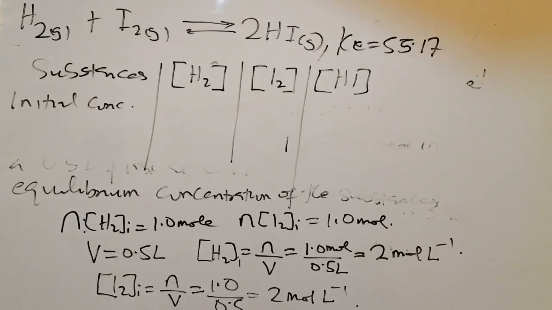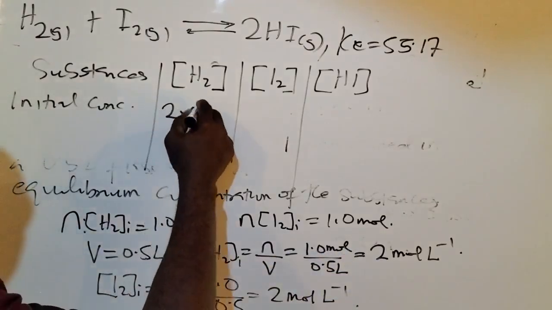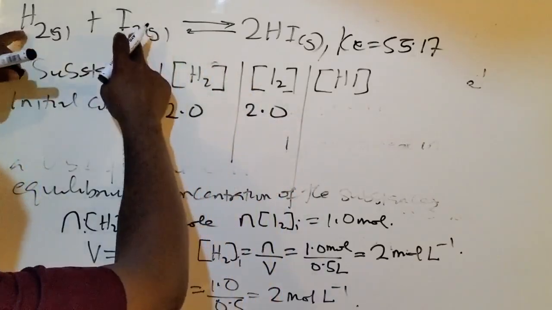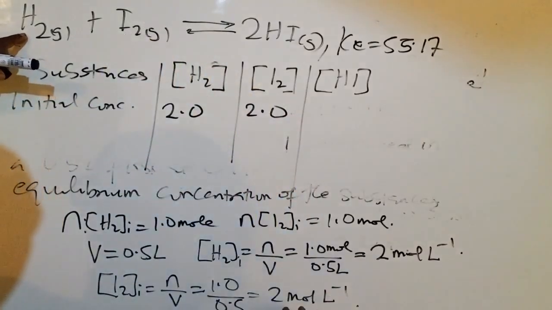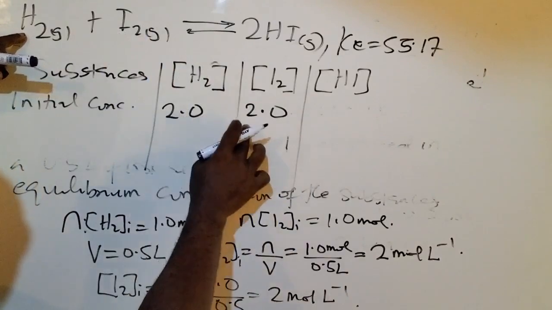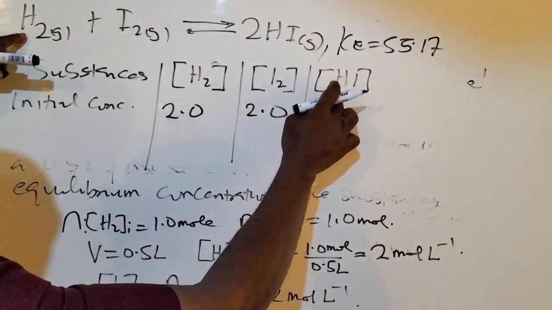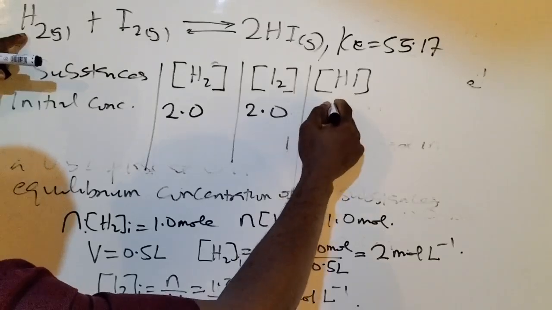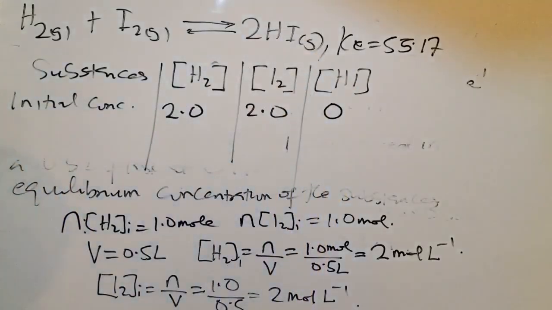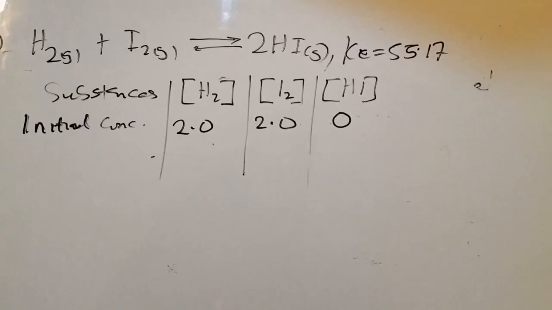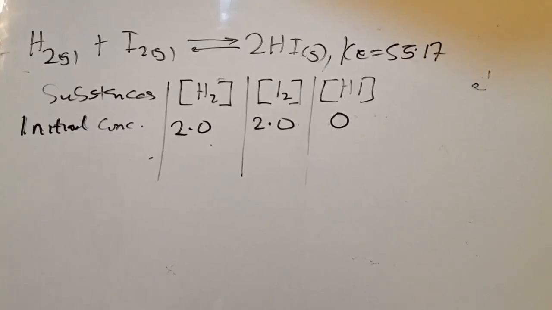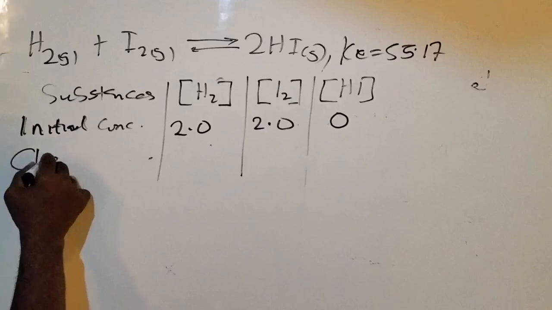From what we have on the table, the initial concentration of iodine and hydrogen are calculated as 2.0, 2.0 being the reactant, the initial amount introduced. And when they were introduced, that was before the reaction. There was no iodide formed, so here it becomes 0. The product was not formed initially. So the next thing we'll go to now is the change in concentration.